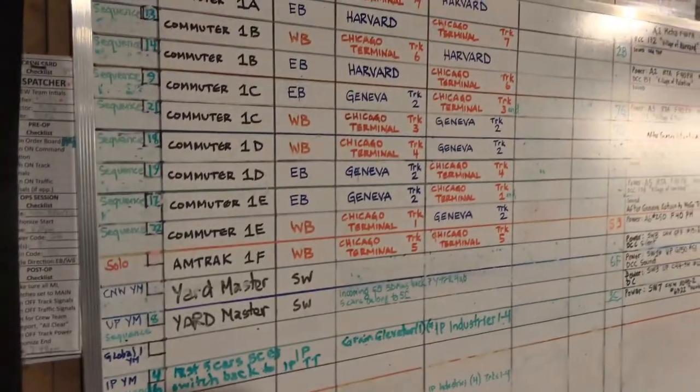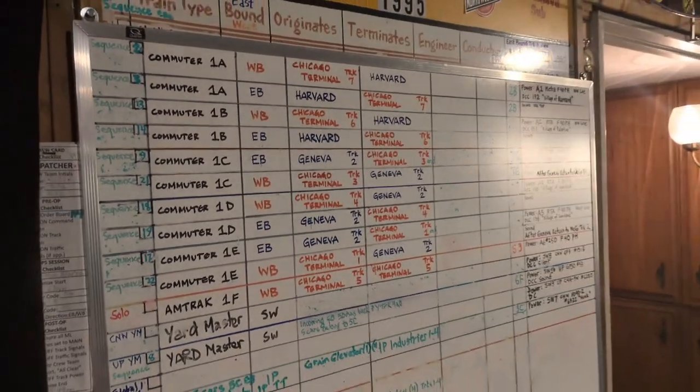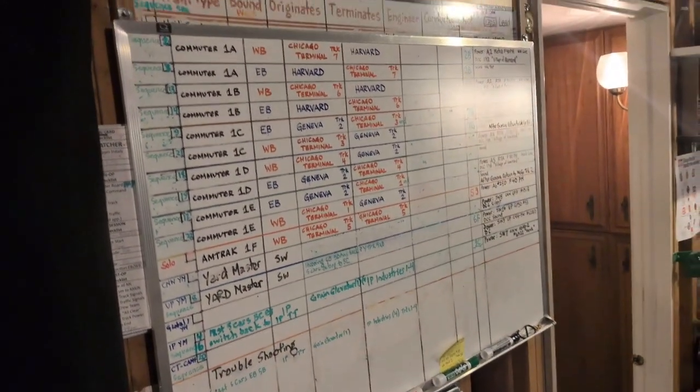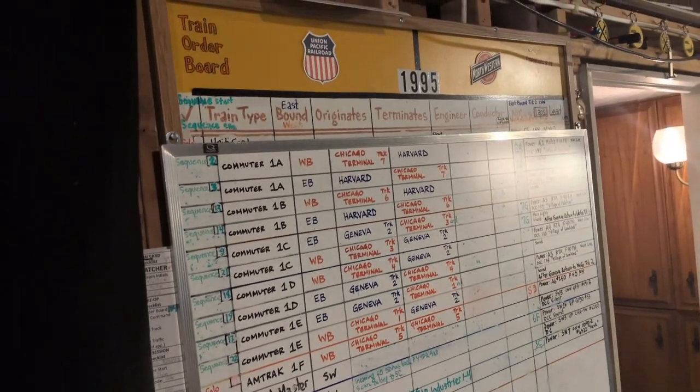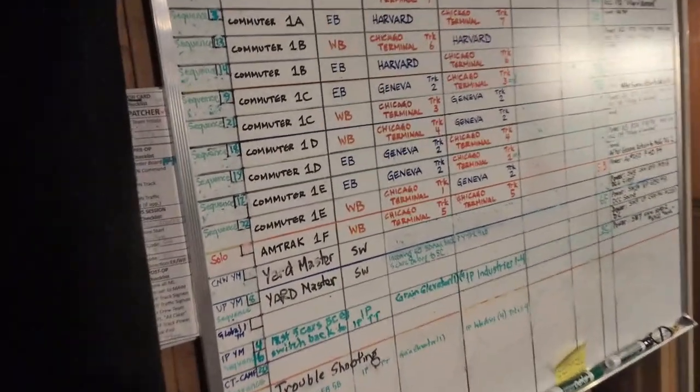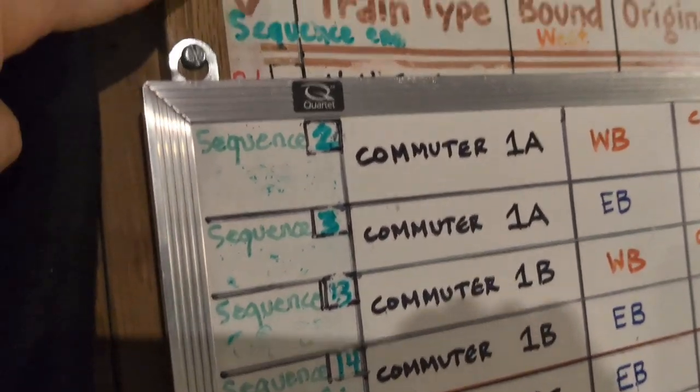And here's the train order board. The commuters are right now on top of the freight trains. You can't see the freight trains now. As soon as I run train 1, I'll activate the sequence start date right here.